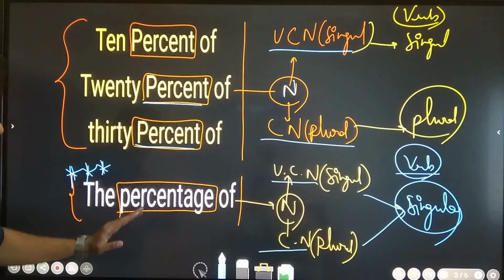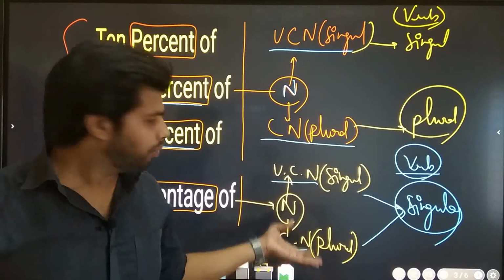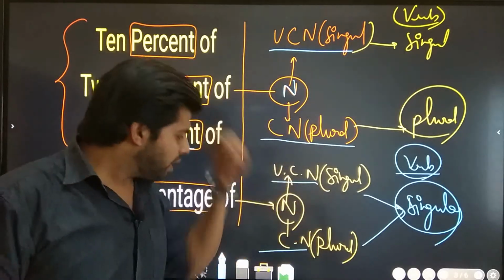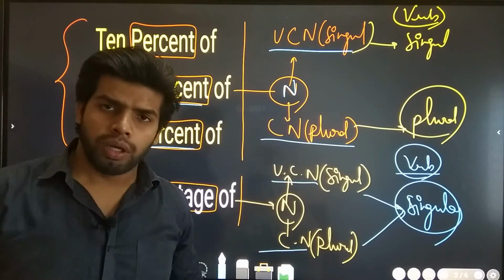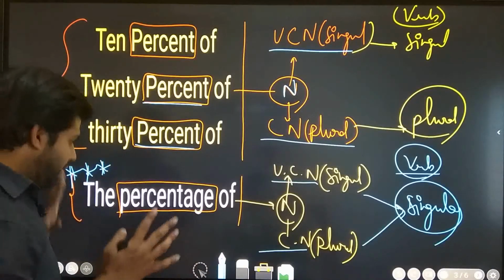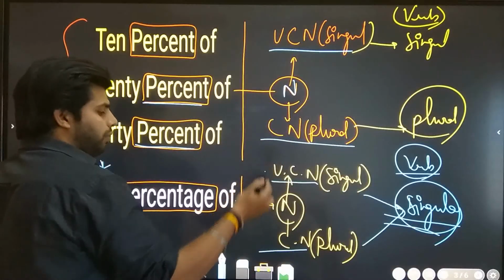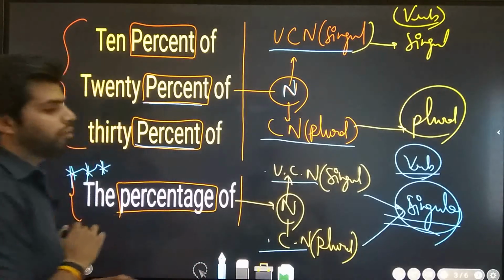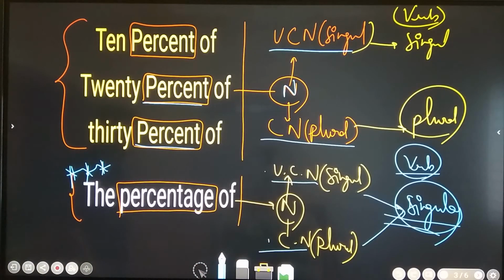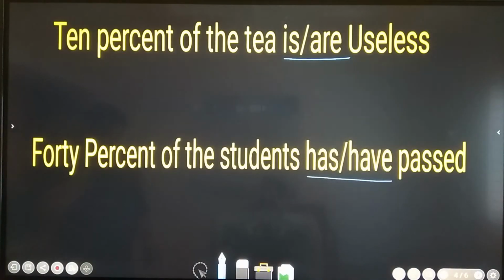Okay, in case of percentage, you don't have to worry about which noun they have used, whether they used an uncountable noun or a countable noun. It doesn't matter. So what is the basic thing? The basic thing is this: the percentage is always singular, whether you use uncountable or countable, it doesn't even bother about that. Okay guys, so let's do some questions so that we can revise it.